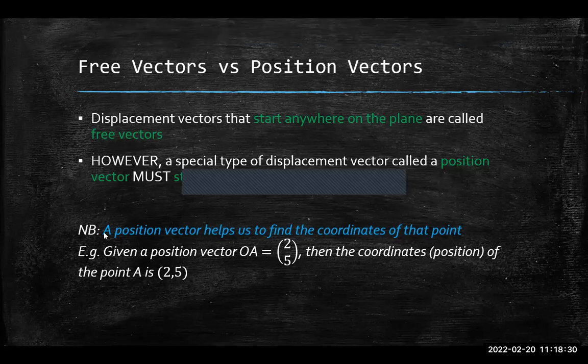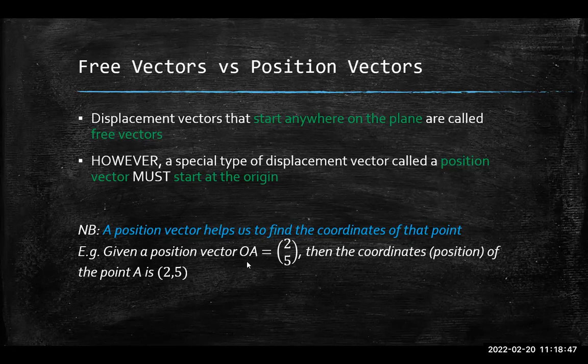So that's what I have here, right? A position vector helps us define the coordinates of that point. So if I have my position vector OA, and it told me the column vector for this is 2, 5, that means that the coordinates of the point A is 2, 5. It would always be this way for all position vectors.